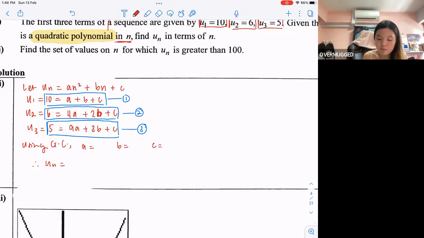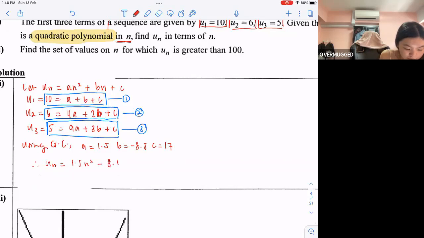Okay, good job. A will be 1.5. B will be negative 8.5. And C will be 17. Good job. So that means that your un will be 1.5n squared minus 8.5n plus 17.